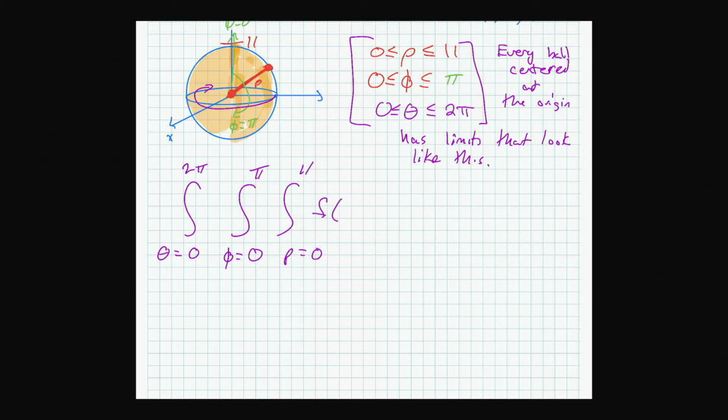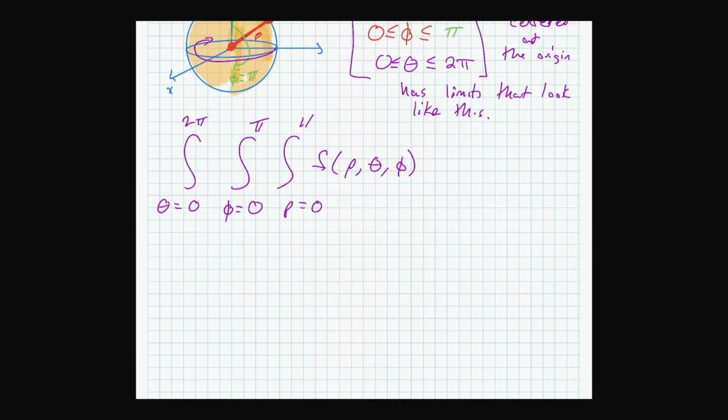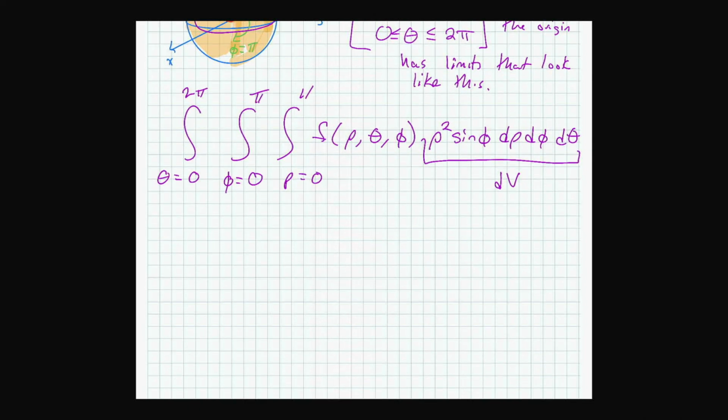And the integral would be the integral of f of rho, theta, phi. And then you have your volume element, which is rho squared sine phi d rho d phi d theta. Got to get those in the right order to match your integral. And that's it. And remember, all of this is just the dV. So that is the integral. So that's the answer there. So pretty straightforward when you're integrating just over a ball. A ball is the easiest possible region to integrate over.